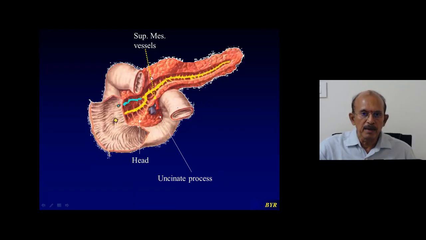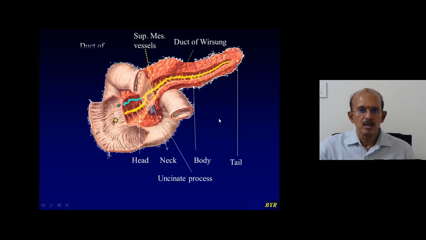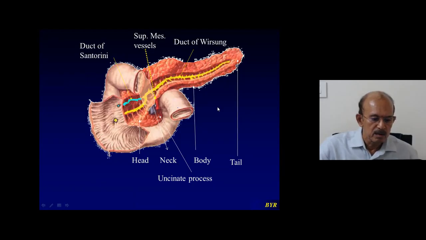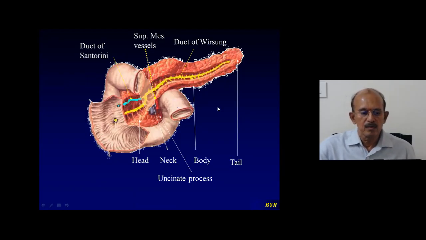And that part of the pancreas which is situated in front of the superior mesenteric artery and vein is called the neck of the pancreas. Then the remaining part is called the body. Then the leftmost part is called the tail. There are two ducts here. One is the main duct, called the duct of Wirsung. The other is the duct of Santorini.